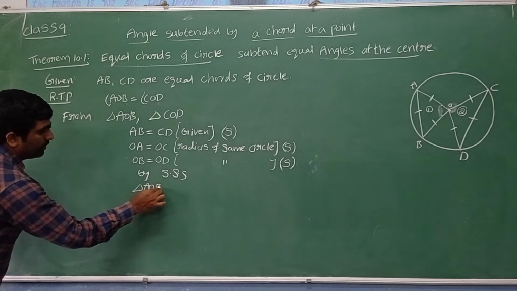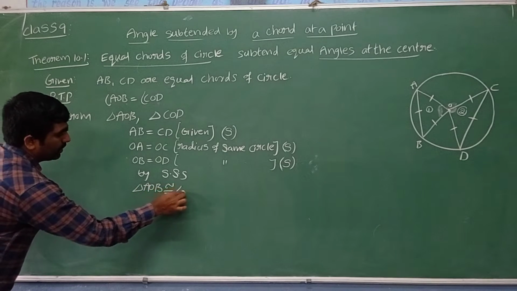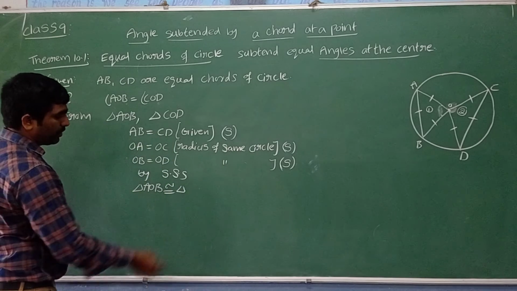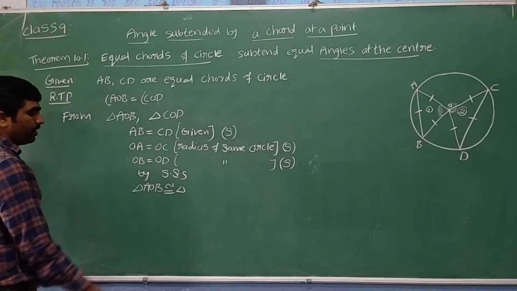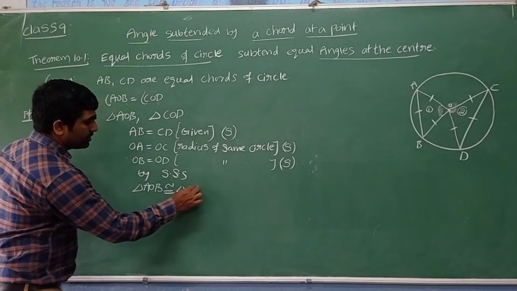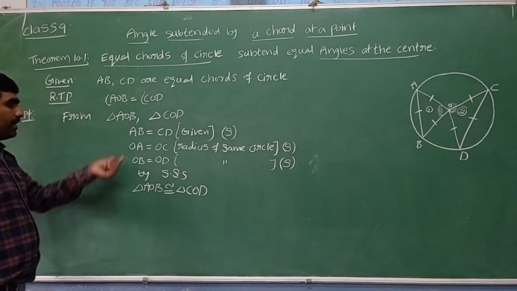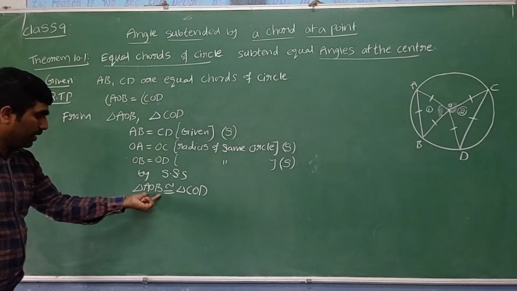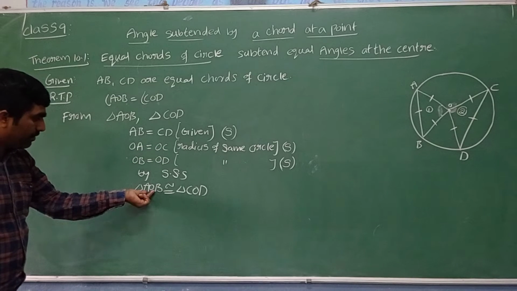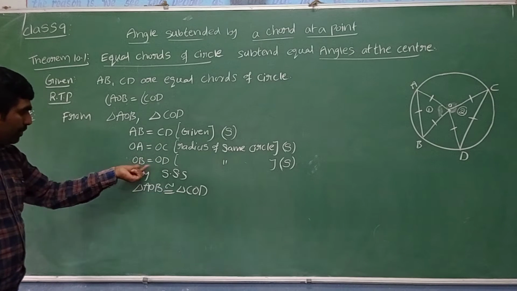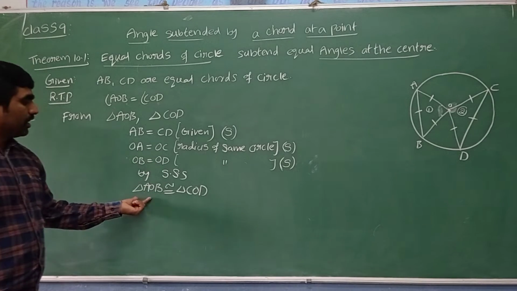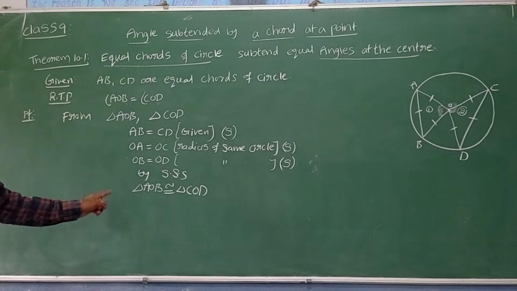Triangle AOB is congruent to triangle COD. AB corresponding CD. OA corresponding OC. Check the equal parts. AB equal to CD: AB first last, CD first last. OA is equal to OC: OA first two, OC first two. OB equal to OD: OB last two, OD also last two. It is the correct way to represent them symbolically. Now both the triangles are congruent.